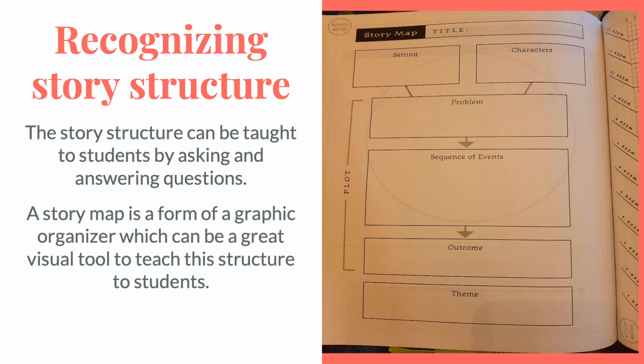The setting would be the North Pole. The characters would be Rudolph the reindeer, Santa, possibly an elf, some snowmen. The problem is there was fog on Christmas Eve and Santa could not drive the sleigh. The sequence of events would be the reindeers made fun of poor Rudolph. He had a bright nose. Then Santa asked Rudolph, with his nose so bright, to guide the sleigh. Rudolph saves Christmas, and then the reindeer never laugh at him again. The outcome is Rudolph saves Christmas. The theme would be something like, don't make fun of someone that's different.